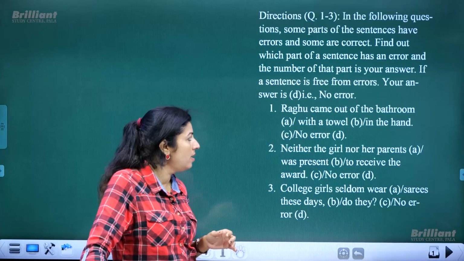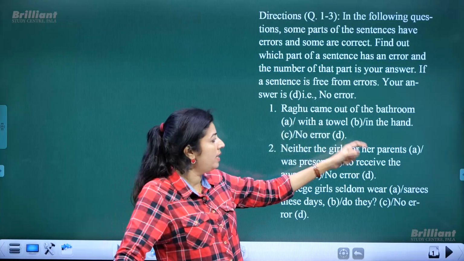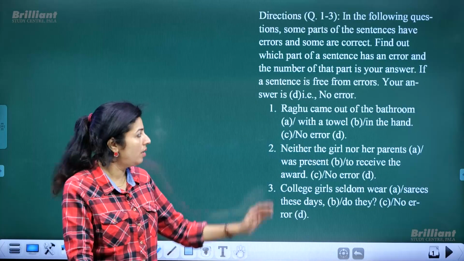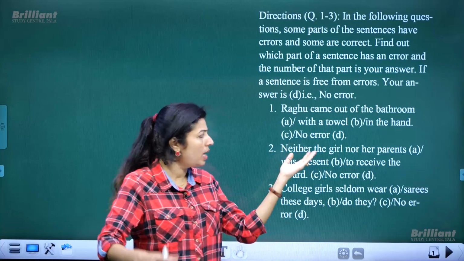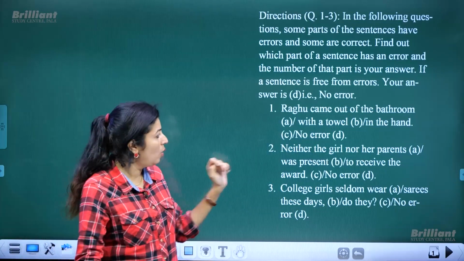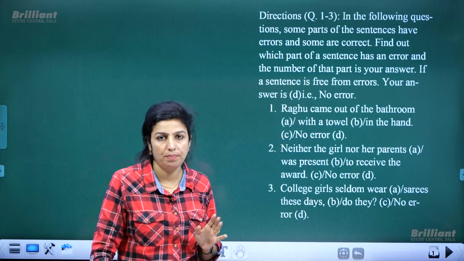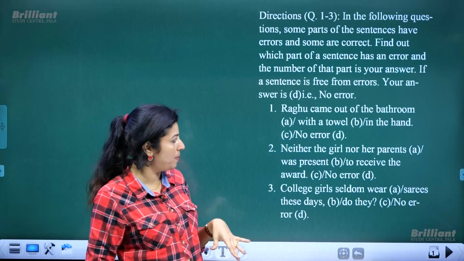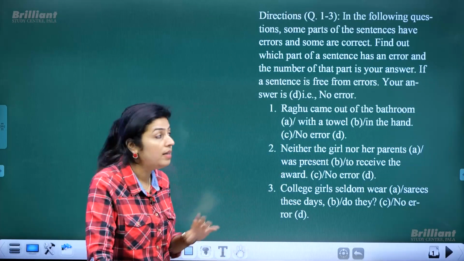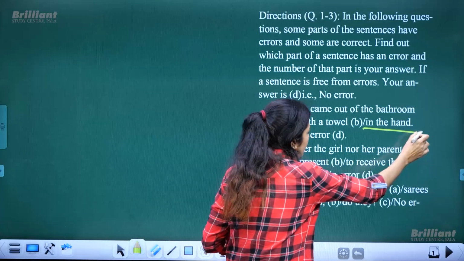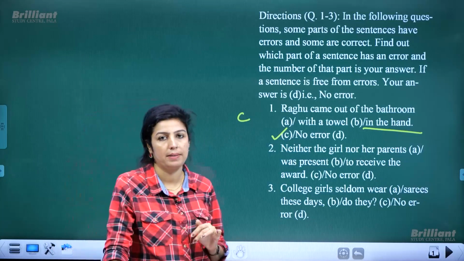The first sentence is, Raghu came out of the bathroom with a towel in the hand. Raghu came out of the bathroom. Of course, nothing wrong in the first part or A part. What's wrong with that? Nothing wrong. With a towel, again not wrong. But what about the last part where the sentence gets completed? In the hand. That's where we have the error. That means option number C is the answer, the error is in C part.